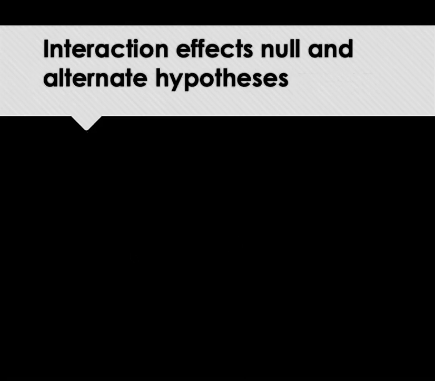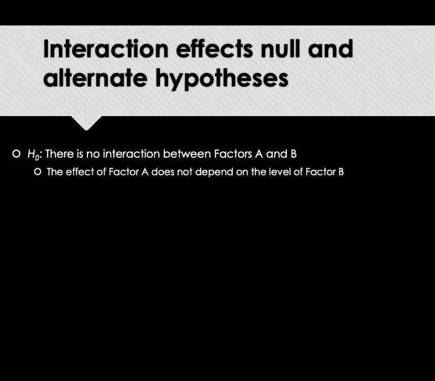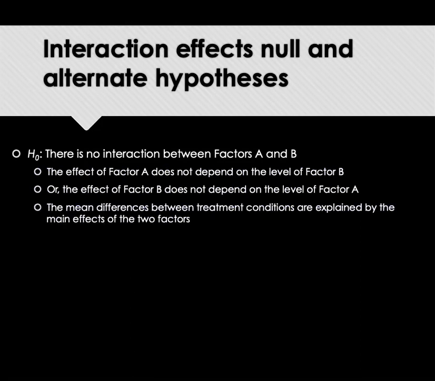So, how do we state the null and alternate hypotheses for the interaction effects? The null hypothesis is just that there's no interaction between factors A and B. They do not influence each other. Another way to say that is that the effect of factor A does not depend on the level of factor B. Or the effect of factor B does not depend on the level of factor A. The mean differences between treatment conditions are explained by the main effects of the two factors.